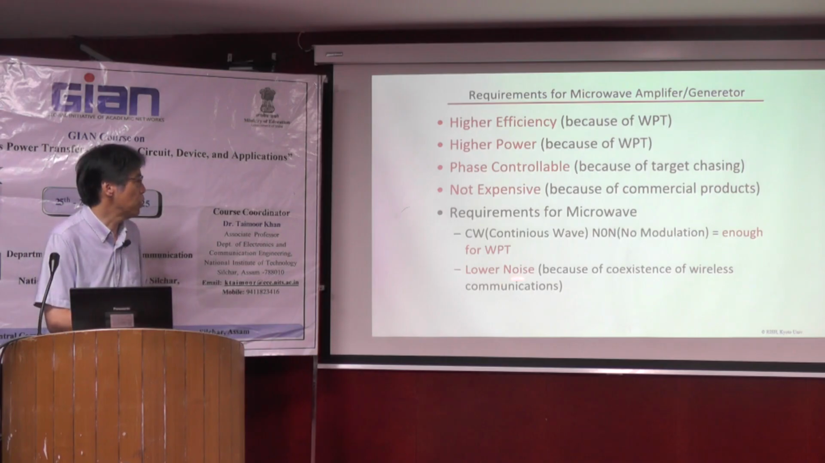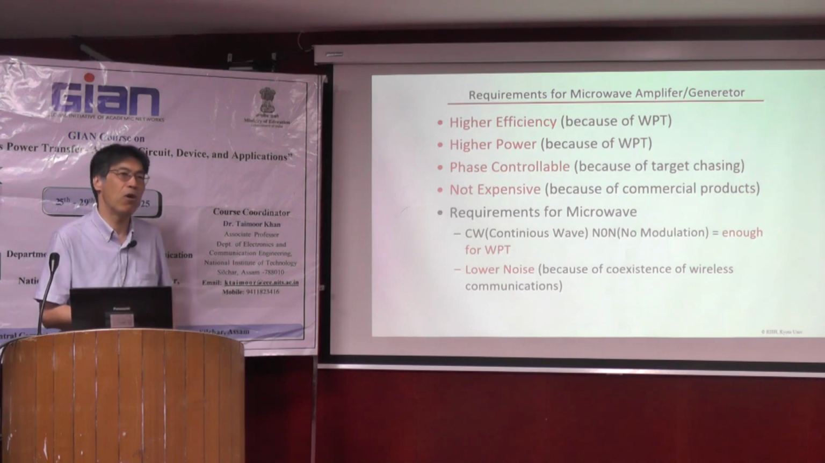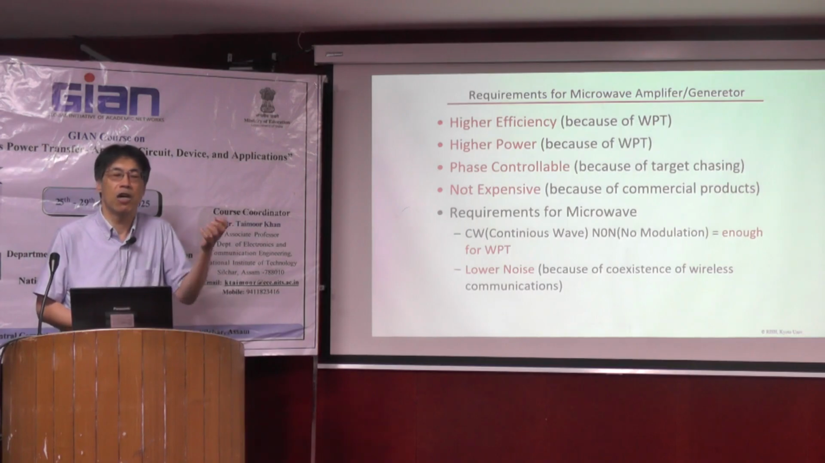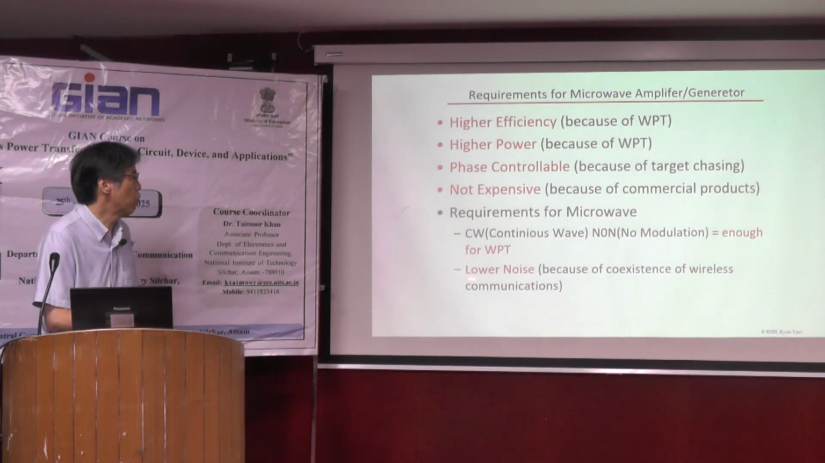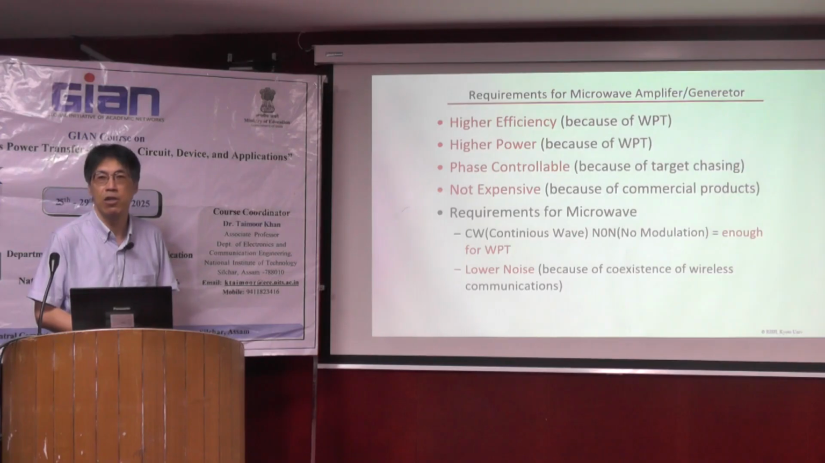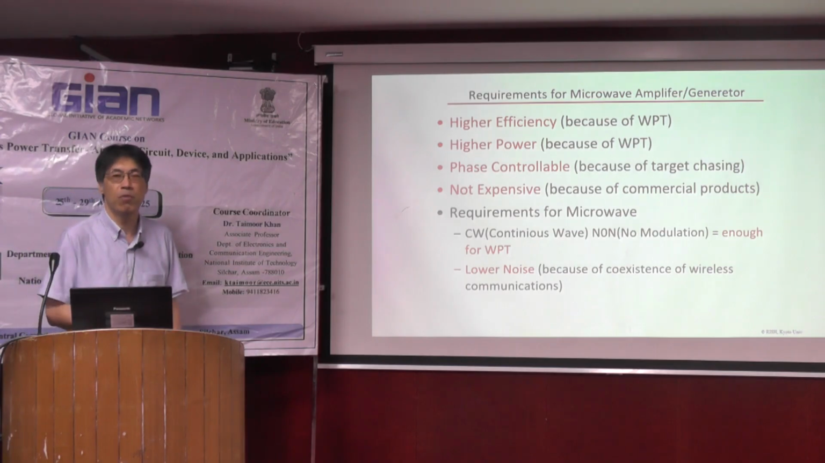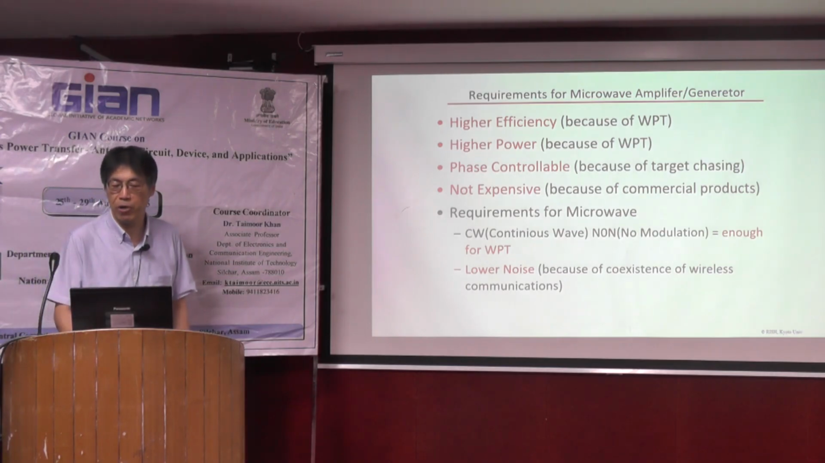And this is the important viewpoint, lower noise. Because when we transmit, for example, even 1 watt, compared to the wireless communication system, this power is a little bit higher. So to avoid the interference to the existing wireless communication system, lower noise system is required. So based on this requirement viewpoint, we must design microwave amplifier with a generator as a transmitter.